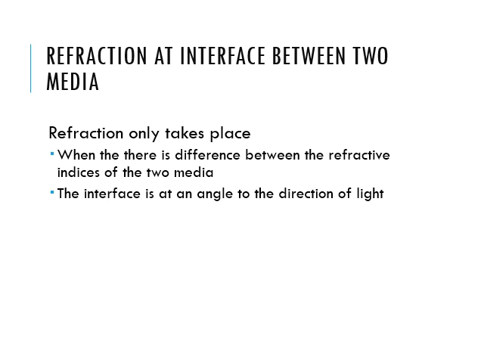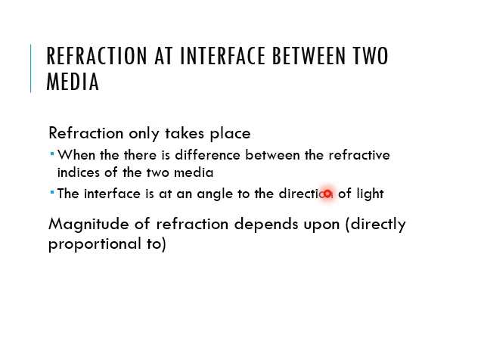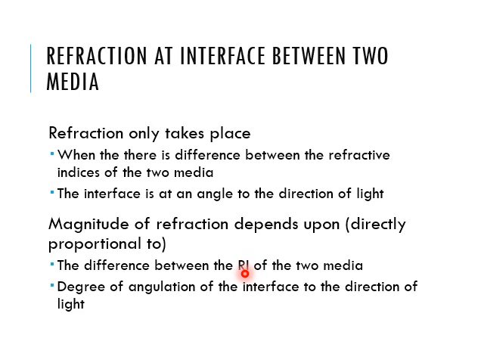Now, refraction at an interface between two media. There are certain rules for refraction to follow. Refraction only takes place whenever there is a difference between the refractive indexes of the two media, for example, the air and the glass we discussed in the previous slide. The second rule is that the interface is at an angle to the direction of the light. It is not perpendicular, it is at an angle. And then the magnitude of the refraction is directly proportional to the difference between the refractive indexes of the two media, and the degree of angulation of the interface to the direction of the light.